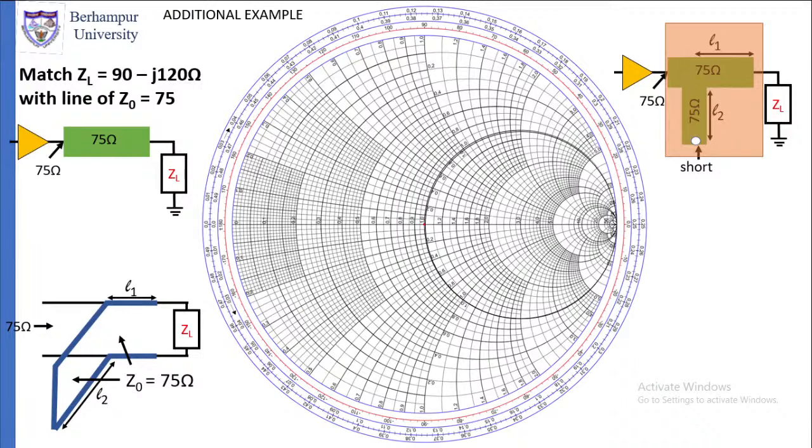First find out what is small ZL. Then we will require that we will reach a point from ZL, small ZL, to a point at AA dash where the input admittance is equal to 1 plus JB. Therefore, we will draw the G is equal to 1 circle or R is equal to 1 circle.